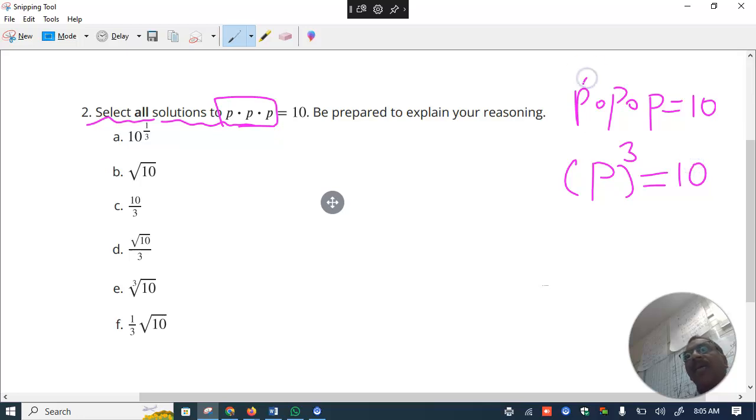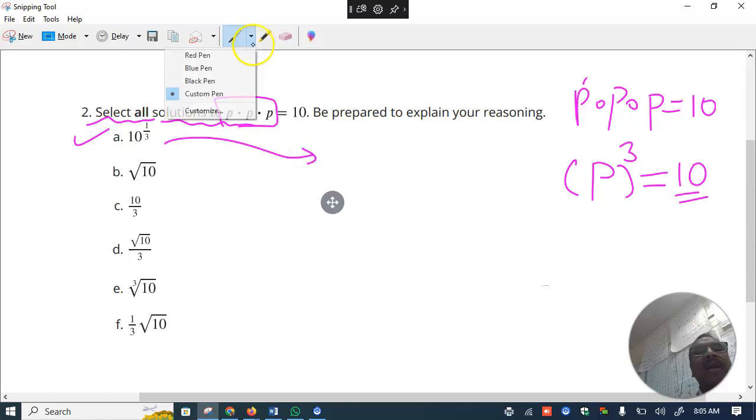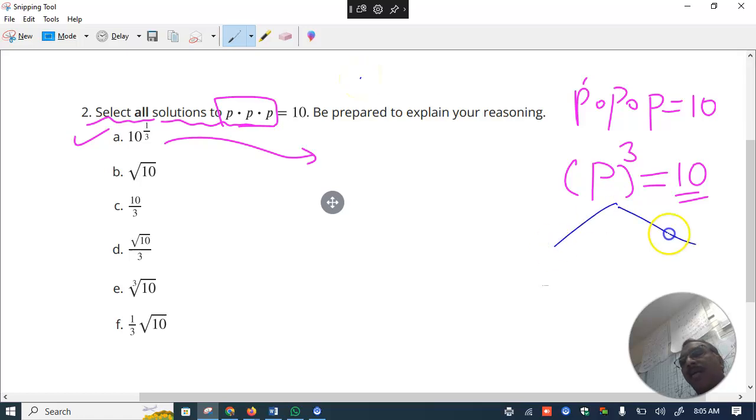So what is this P that multiplies itself 3 times to get to the 10? That's the goal, right? Now let's see whether the first one is correct. The best way to check is to multiply it by itself and see what's going on. And remember, this is by definition.